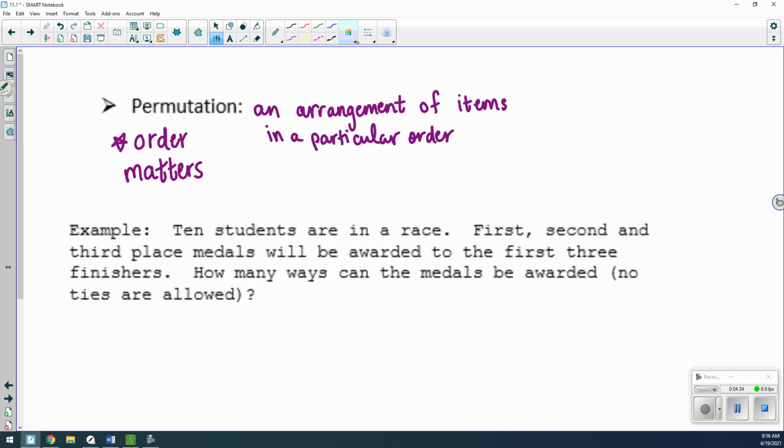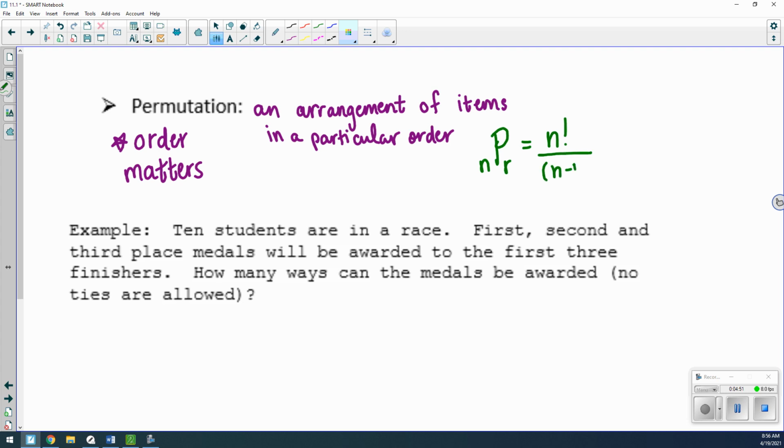The formula for permutation looks like this. N, capital P, so N is a subscript, capital P, R is going to be a subscript, and then that's equal to N factorial over N minus R factorial.